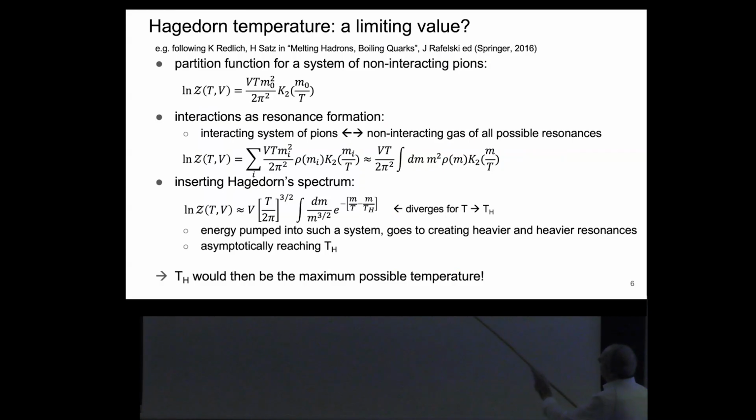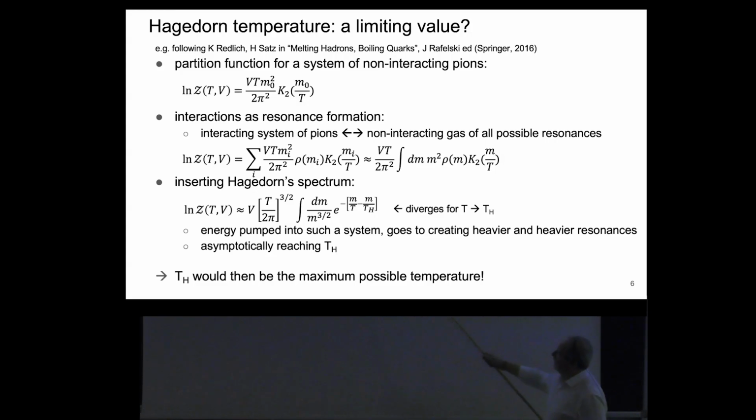This is the partition function for a system of non-interacting pions. You can use it as a starting point, as a proxy for a system of hadrons. Then you can introduce interactions as resonances in the gas, so that an interacting system of pions becomes, in the Hagedorn formalism, equivalent to a non-interacting gas of all possible resonances.